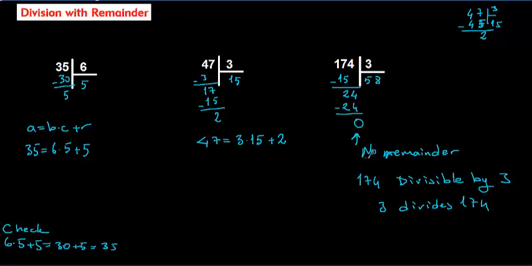For this one we also have a notation, 3 divides 174, and this is the no remainder case. When the remainder is 0, we call it no remainder, and the number is divisible, or the divisor divides the dividend. We are going to use these terms. Okay.